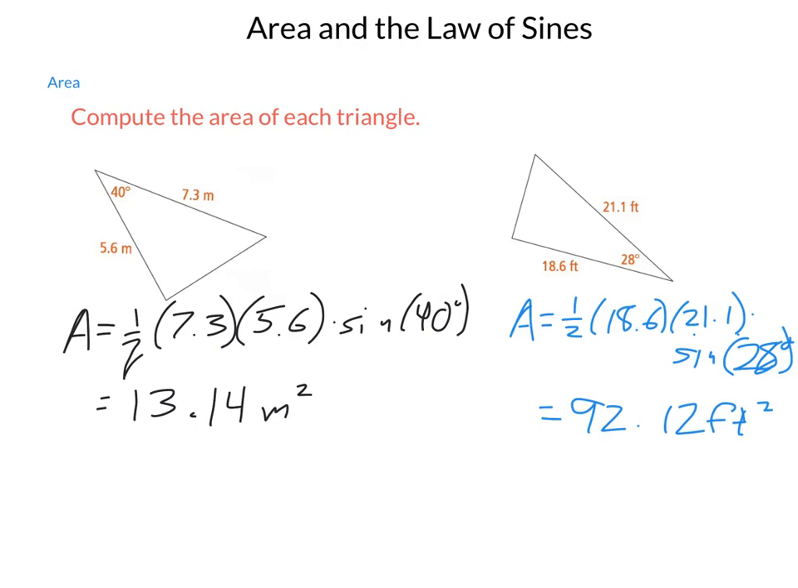Okay, so computing area using trig can be helpful. Again, knowing any two sides and their included angle allows us to carry this out. We don't necessarily have to have right triangles anymore, or even that height piece. So what else can we do with this?